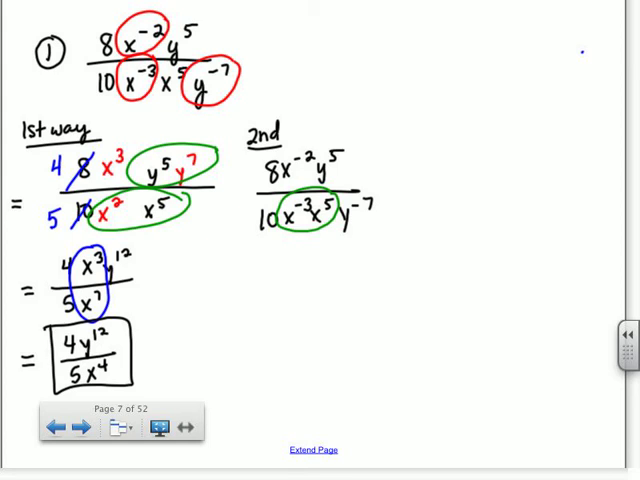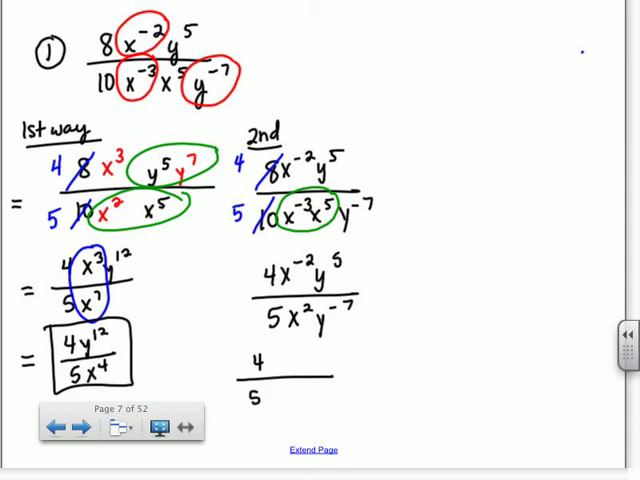See how on the top I only have one thing that has x and one thing that has y? So that's as simplified as the top's going to get right now. But see how on the bottom you could combine your x's? So you get x squared on the bottom. Let's still reduce our numbers and make it 4/5. So I'd have 4x to the negative 2, y to the 5th, all over 5x squared, because I add my exponents, y to the negative 7.